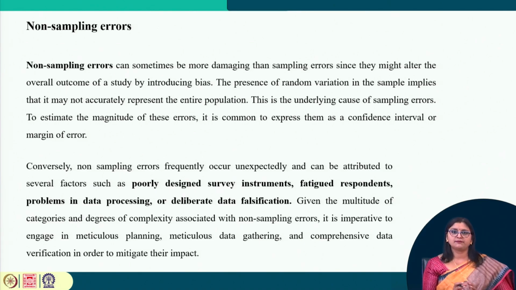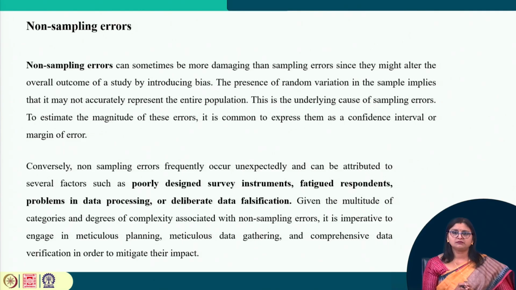Conversely, non-sampling errors frequently occur unexpectedly and can be attributed to several factors such as a poorly designed survey instrument, fatigue of the respondent, no interest of the respondent, problems in the data processing, or deliberate data falsification. That is called misconduct, or we can say data tampering.